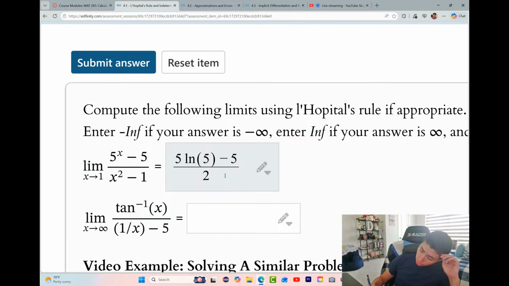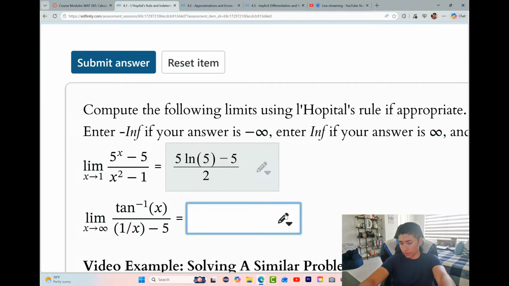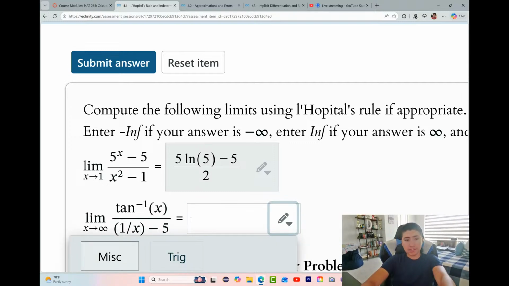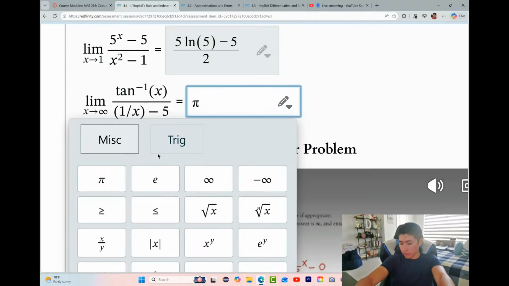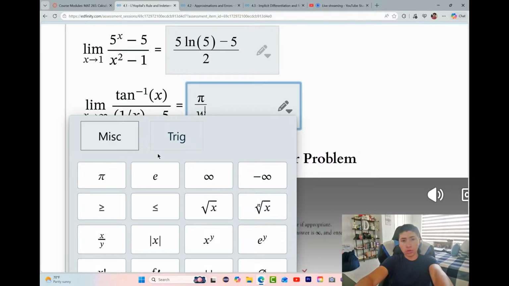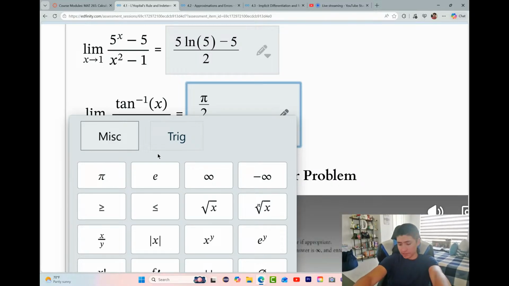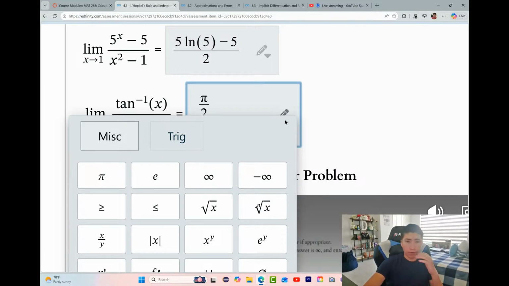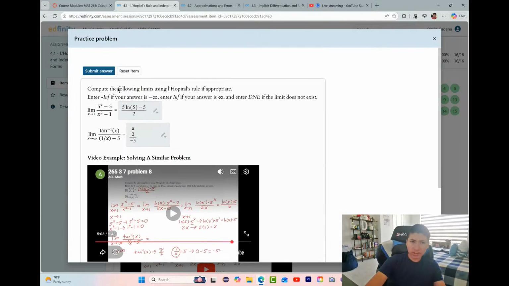All right, so pi over 2 over. 1 over infinity is 0, so you get negative 5, right? 1 over infinity, that's 0. Yeah, so a negative 5. So I think we get pi over 2, all of that over negative 5. I think we're correct.